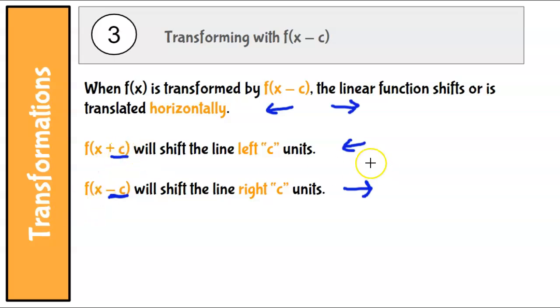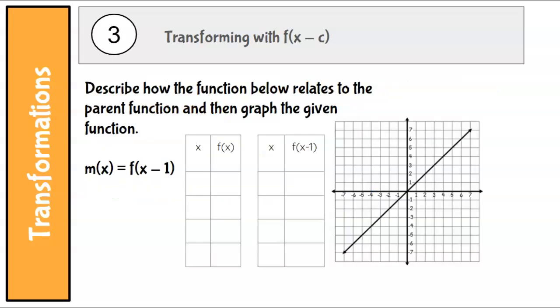So when it's a plus c, it's going to go left, and when it's a minus c, it's going to go right. And notice here, we're adding and subtracting to the input instead of the output now. All right, so let's take a look at some examples. Again, describe how the function below relates to the parent function and then graph the given function.